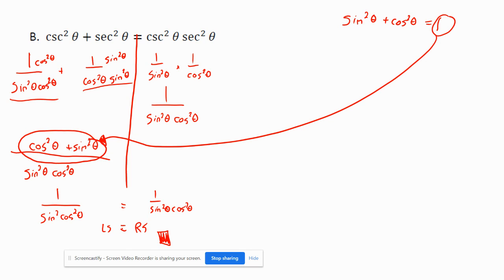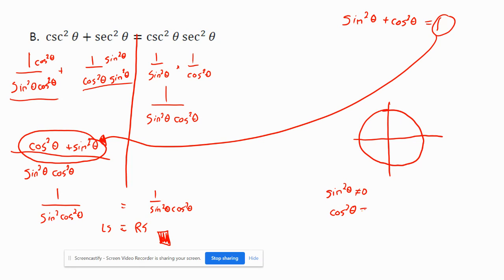All right, last thing, non-permissible values. I know these are often the same non-permissible values every time, but we have sines and cosines in our denominator. So therefore, sine squared cannot equal 0, which means sine cannot equal 0, and cosine squared cannot equal 0, which means cosine cannot equal 0. It happens at the axis points again over here. So our restriction is theta cannot equal pi over 2n, where n is an integer.